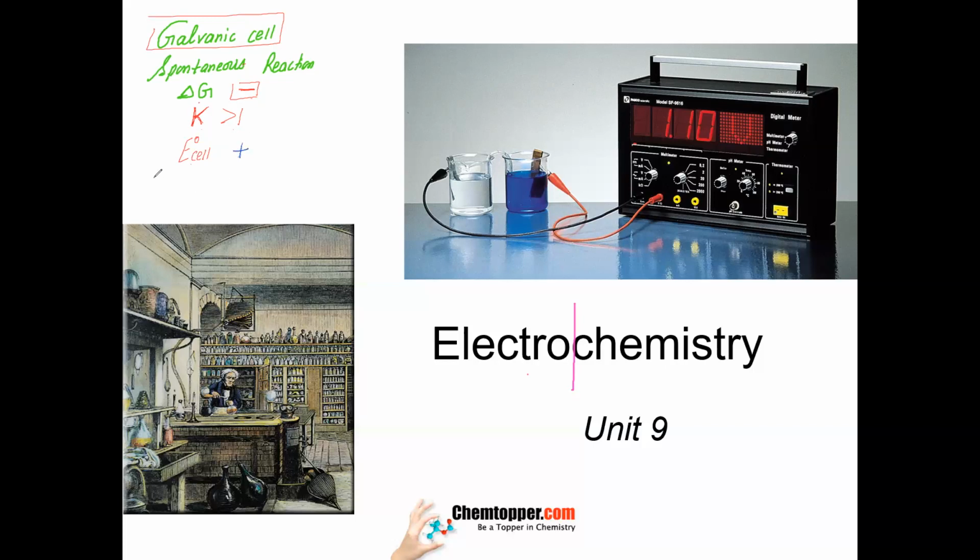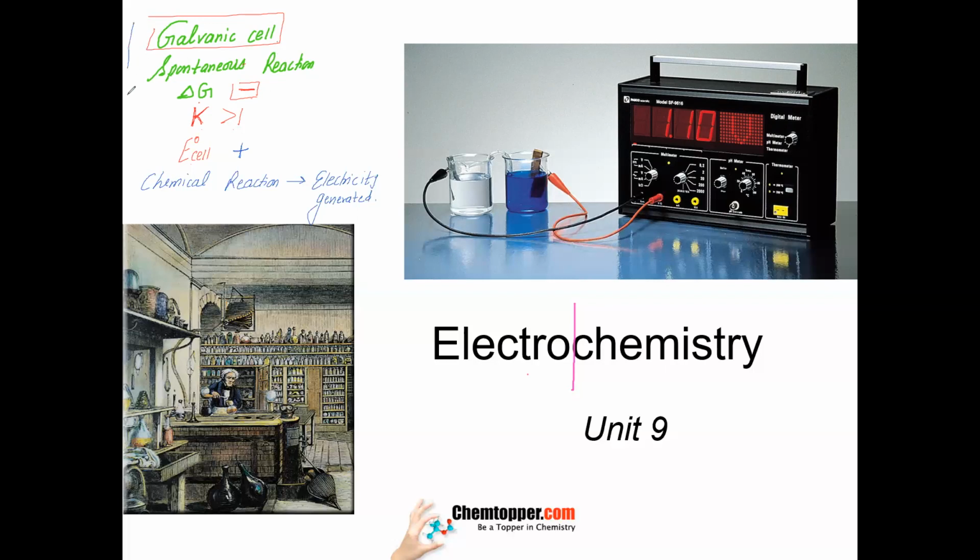It means from a chemical reaction, you are generating electricity. A chemical reaction is giving you electricity. And a cell in which electricity is generated from a chemical reaction is called a galvanic cell. So we are going to learn about it. This is one type. Second type of cell.